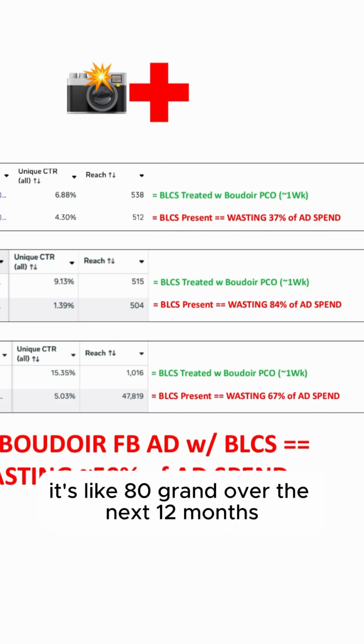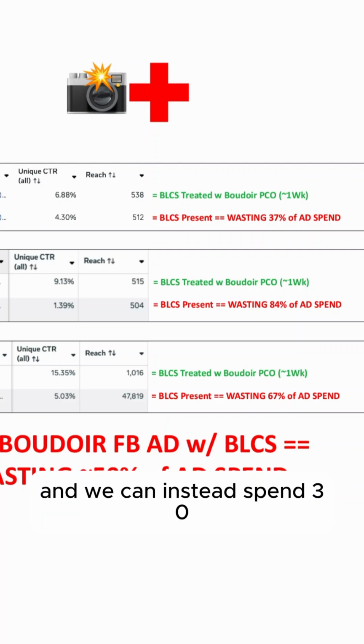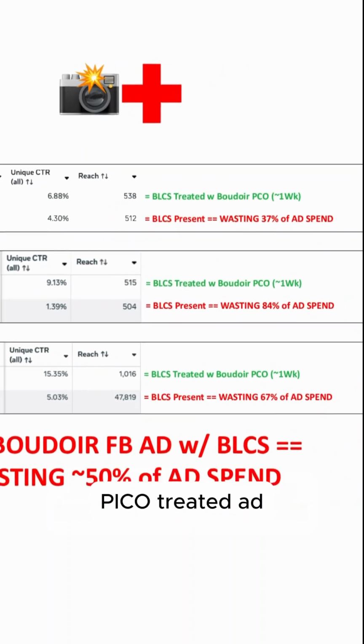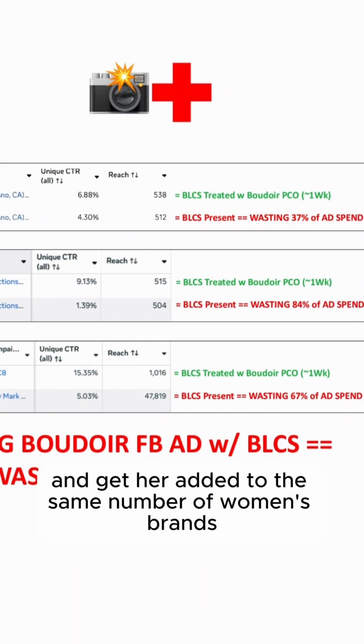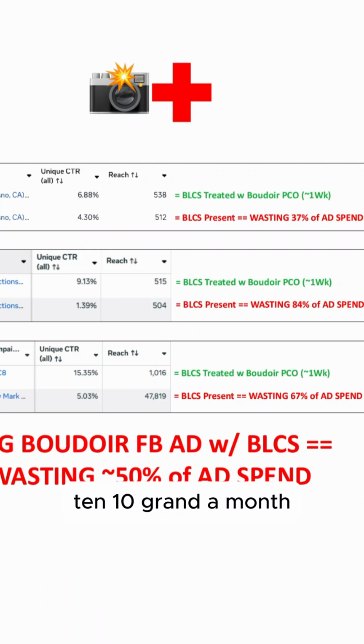It's like 80 grand over the next 12 months. It's kind of like a phantom bonus. And we can instead spend $3,300 a month on the Boudoir PCO treated ad and get our ad into the same number of women's brains as at $3,300 a month compared to the original at 10 grand a month.